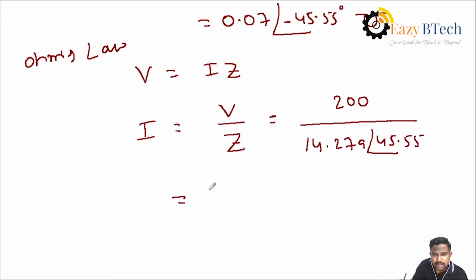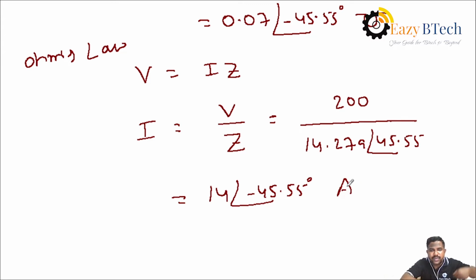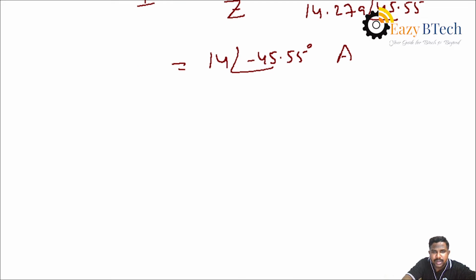Hence, this value is nothing but 14 at an angle minus 45.55. You can simplify the equation. Okay, like that, you can find out the total current in the given AC circuit. After finding the current, you can find out the other parameter, that is the power factor of the given AC circuit.